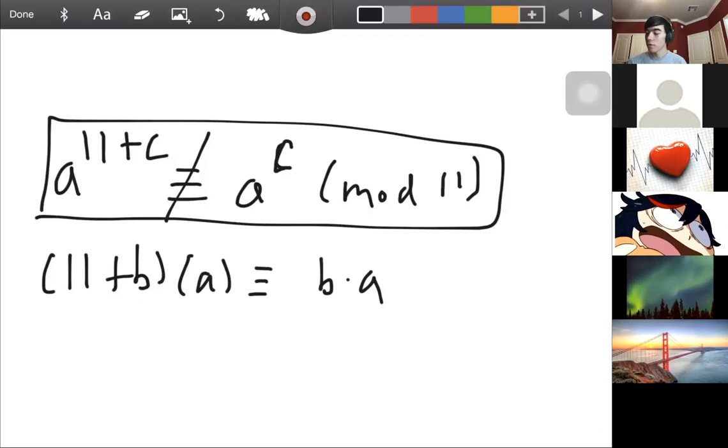Okay, what else to do? Okay, so we should talk about division in modular arithmetic. Are you guys ready for division? Okay, division is pretty complicated.